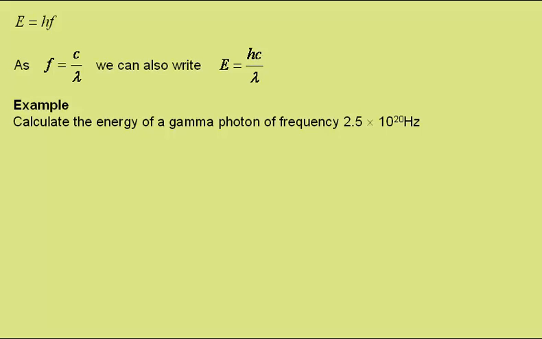Let's look at an example. Calculate the energy of a gamma photon of frequency 2.5 times 10 to the 20 Hz. Well, for this we will use this equation as we're given the frequency, so we can write down the equation. Then adding in the numbers, we have Planck's constant multiplied by the frequency, giving a photon energy of 1.7 times 10 to the minus 13 joules.